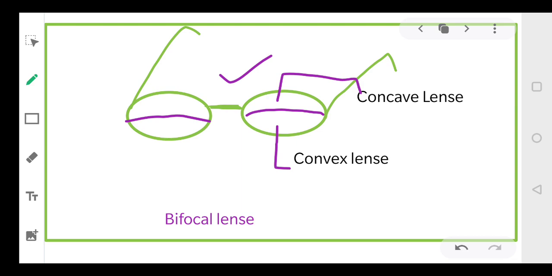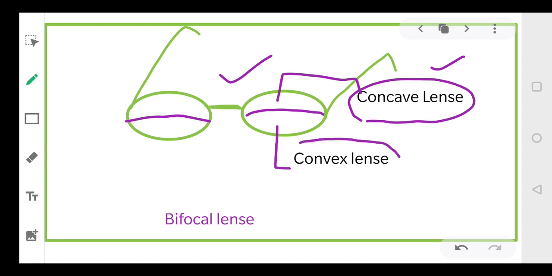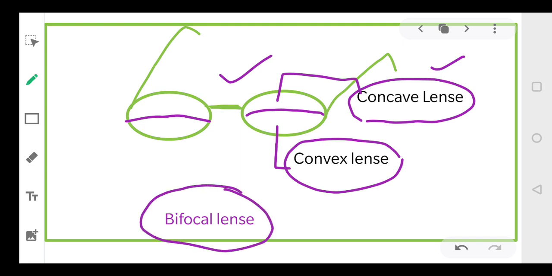Now tell me, in which case do we use a concave lens? Which defect is corrected by using a concave lens? Tell me everyone. Yes, very good, you're right. In case of myopia, we use a concave lens, right? And in case of hypermetropia, we use a convex lens. So if a person has both, we will use a combination of these two lenses. The upper portion will be concave and the lower portion will be convex. And such a lens is called a bifocal lens.